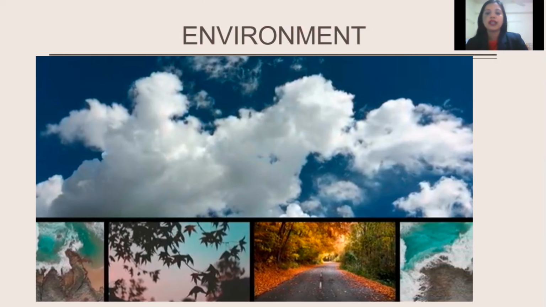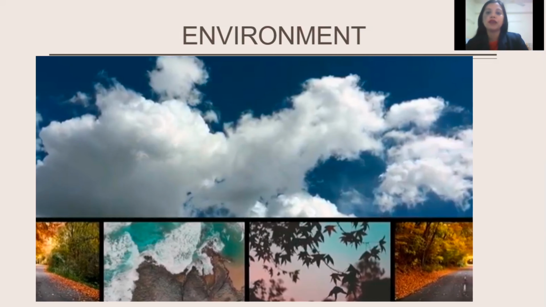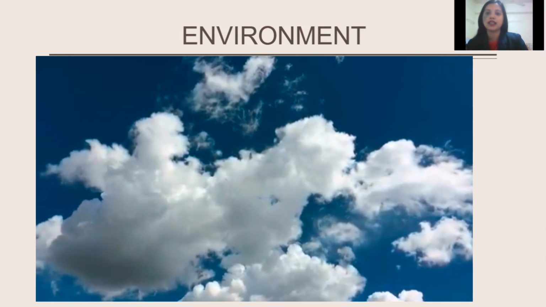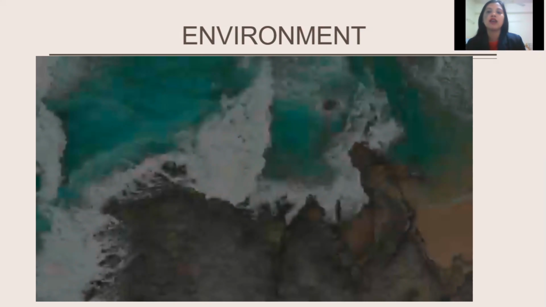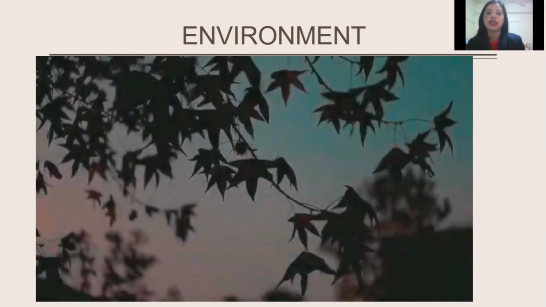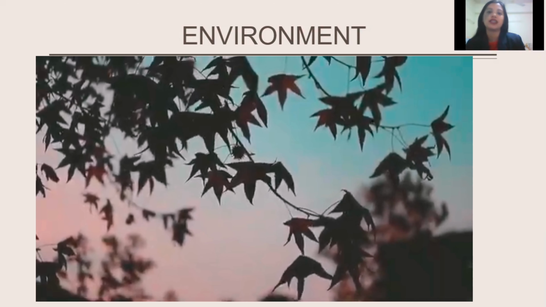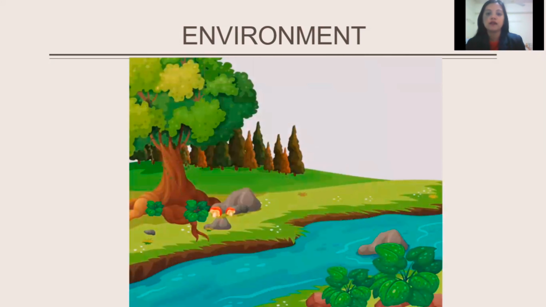In our previous lesson, we already discussed the meaning of environment, right? When we talk about environment, it is everything that surrounds us. It consists of living things and non-living things. Here is an example of an environment. As you can see, there are a lot of living things and non-living things in this environment.